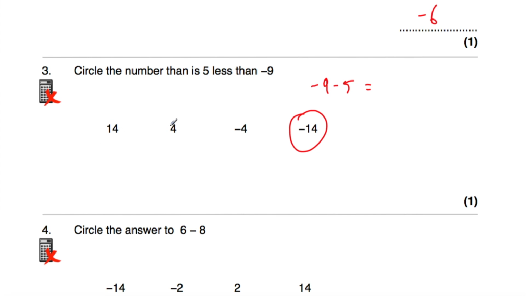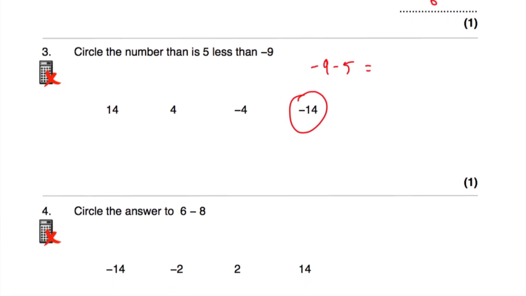It's definitely not 14 or 4, and it's not negative 4 because we're not going back up 5. We're going down another 5. We're going 5 less than negative 9. So it's going to be negative 14. Okay, let's have a look at our next question.